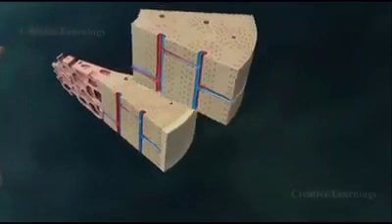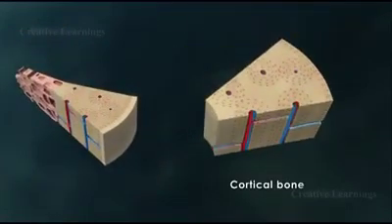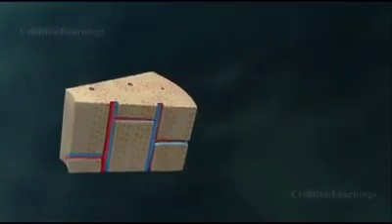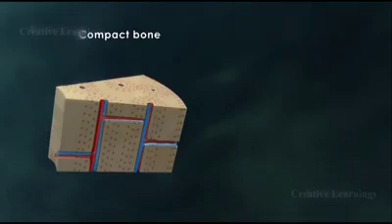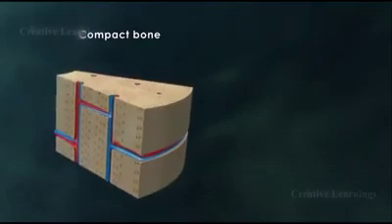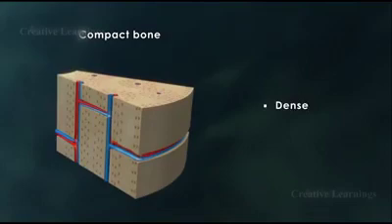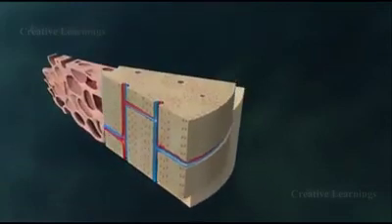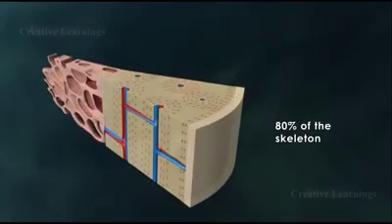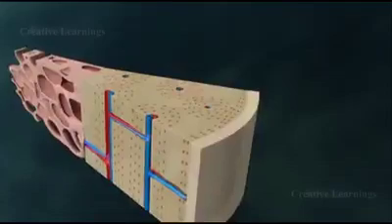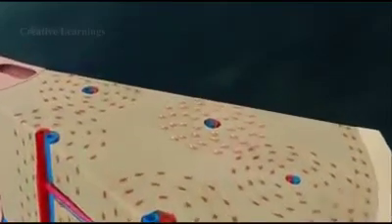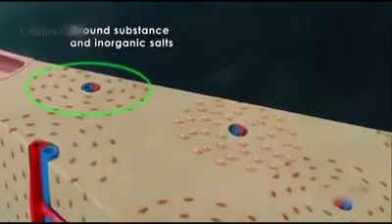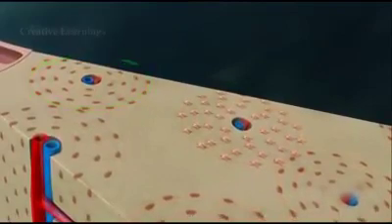Inside this periosteum is a thick layer of cortical bone, commonly referred to as compact bone. This outer shell of the bone is dense, strong, and resistant to bending. Because of these characteristics, it makes up about 80% of the skeleton. This dense layer is filled with organic ground substance and inorganic salts.